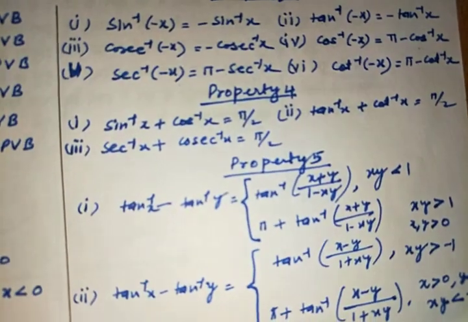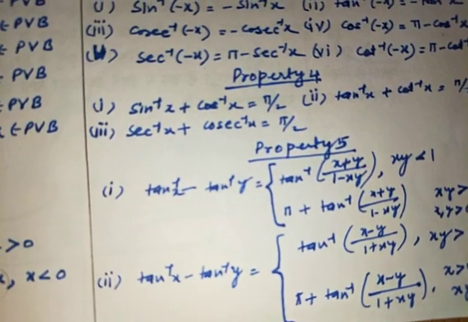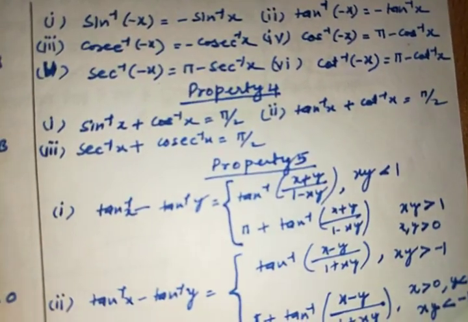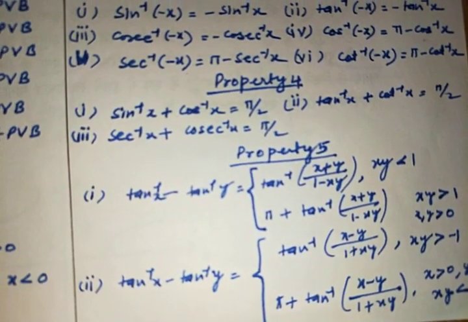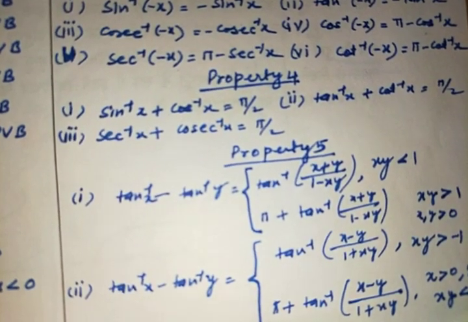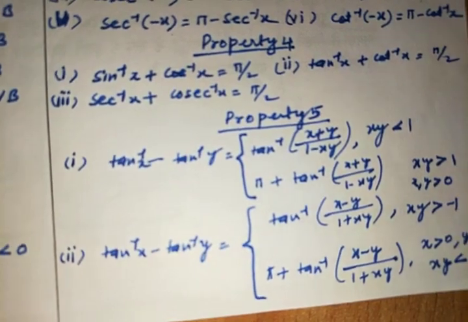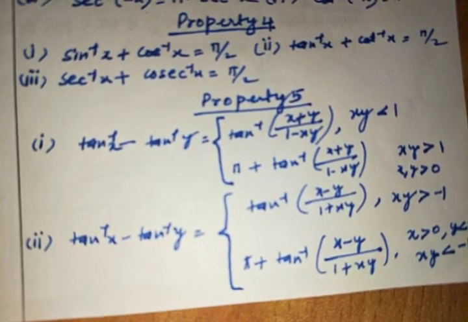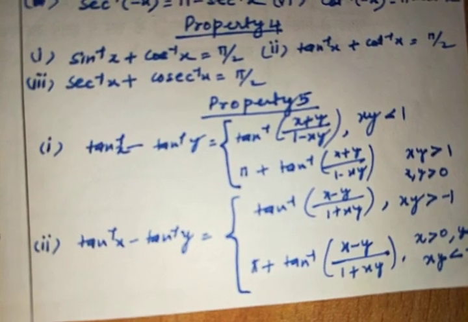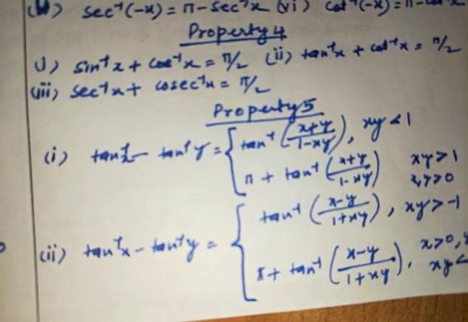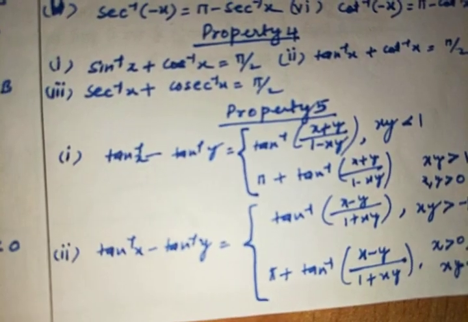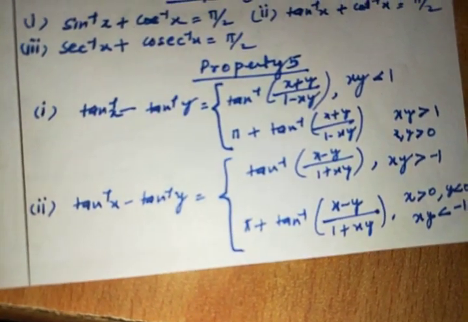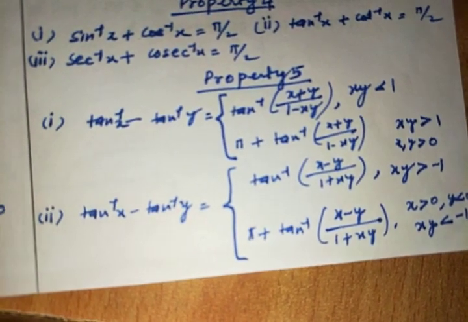Now property 4. Sin inverse x plus cos inverse x is equal to pi by 2. Tan inverse x plus cot inverse x is equal to pi by 2. Sec inverse x plus cosec inverse x is equal to pi by 2. Now property 5. Tan inverse x minus tan inverse y is equal to tan inverse of x minus y upon 1 plus xy when xy is greater than minus 1, and similarly we have written tan inverse x plus tan inverse y.